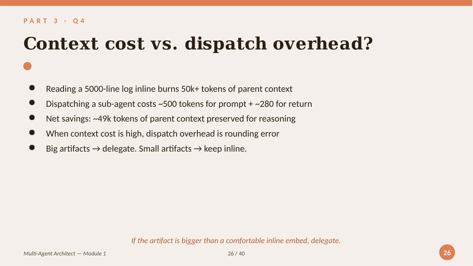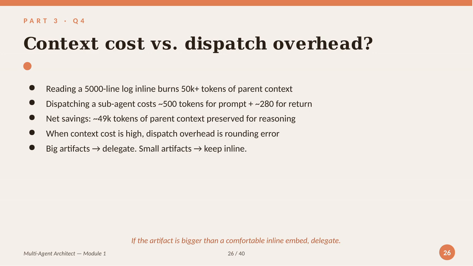Question 4. Context cost versus dispatch overhead. The arithmetic that decides whether the subagent earns its keep on big tasks. Reading a 5,000-line log inline burns roughly 50,000 tokens of parent context. That's a significant chunk of the parent's working memory consumed by source material. Dispatching a subagent to read that same log costs roughly 500 tokens for the dispatch prompt plus 280 for the structured return. Total dispatch overhead, under 1,000 tokens. Net savings, roughly 49,000 tokens of parent context preserved for actual reasoning.